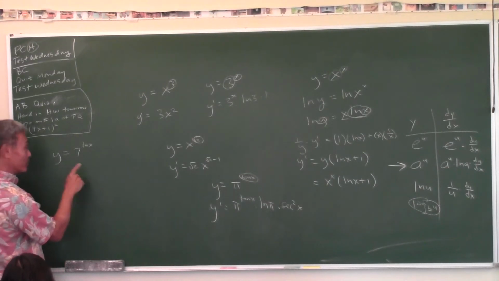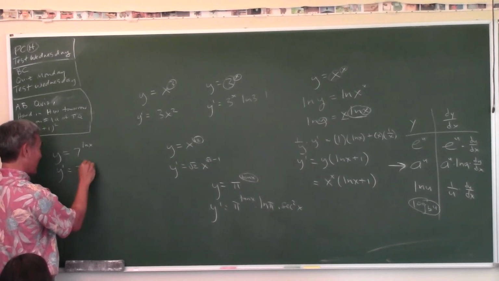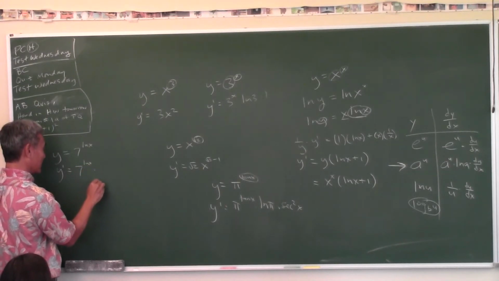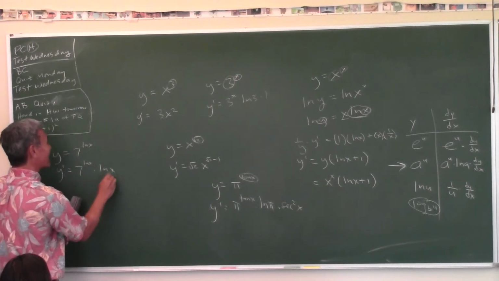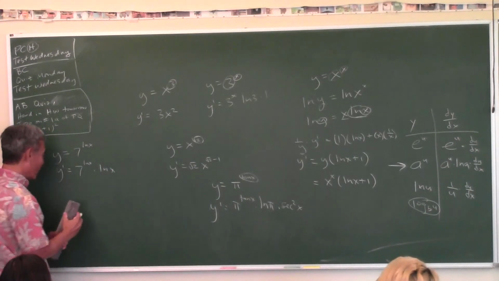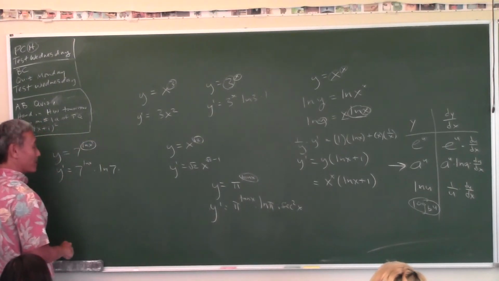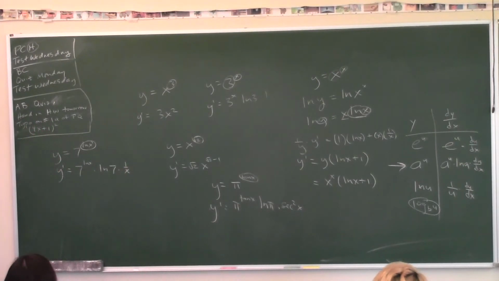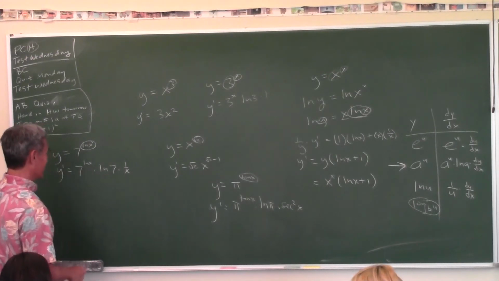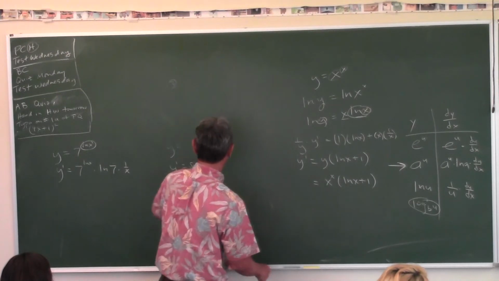Okay, so this is the a to the u rule, right? So what is the derivative? 7 to the ln x times natural log 7. But every year, I don't know why, students put ln x. No, it's natural log 7 times the derivative of the box, which is 1 over x. I don't know why, but every year it happens.